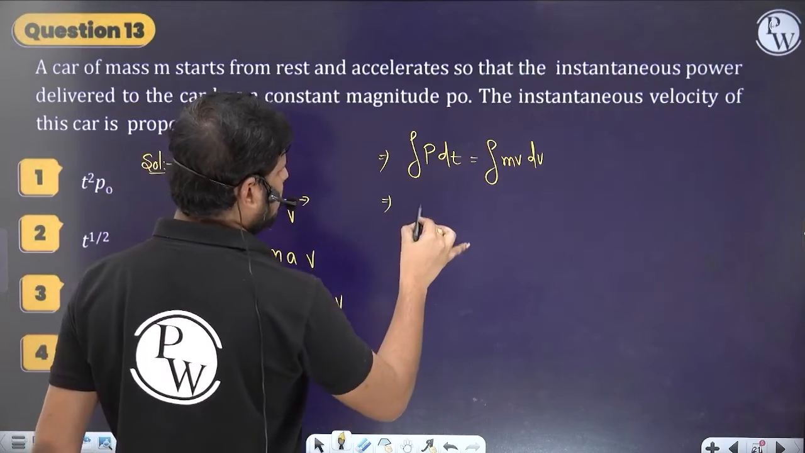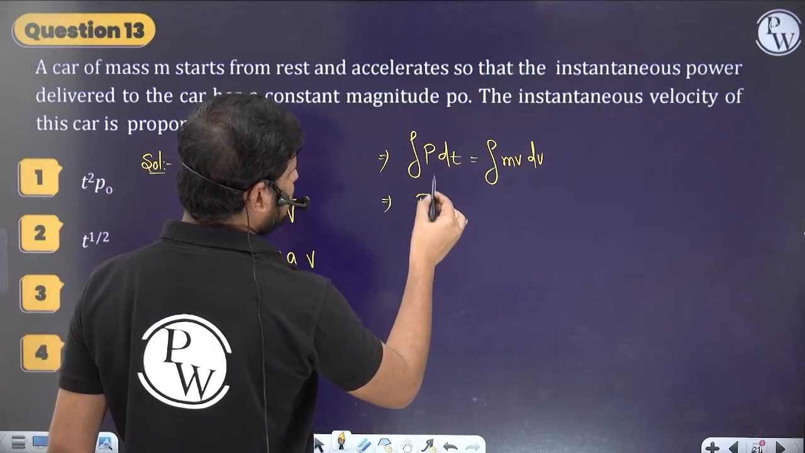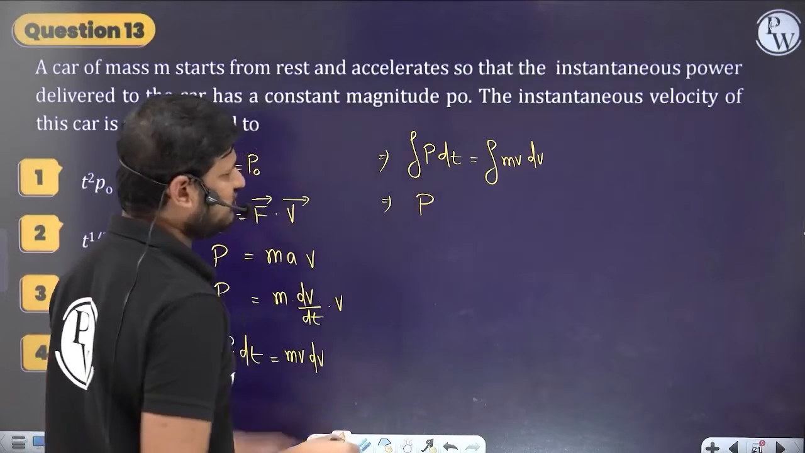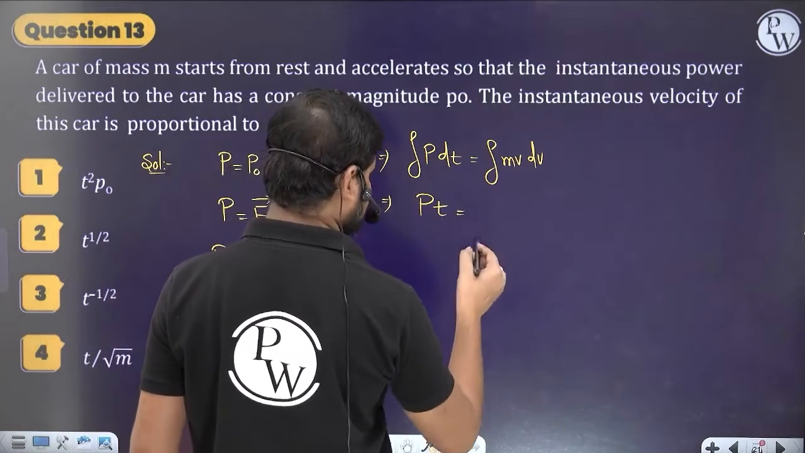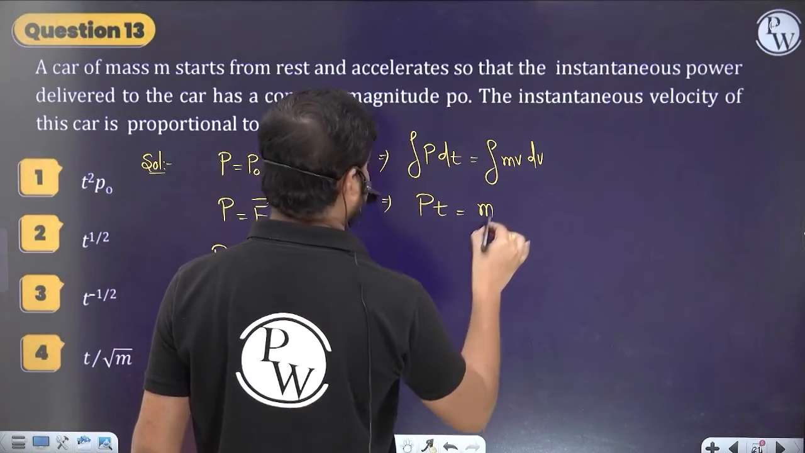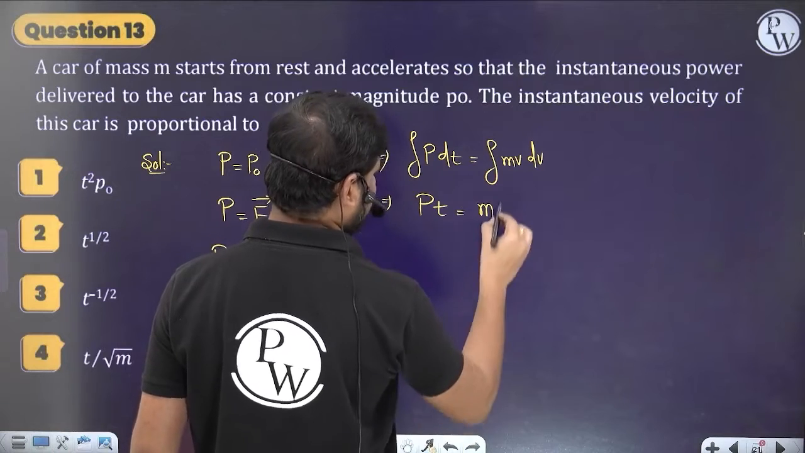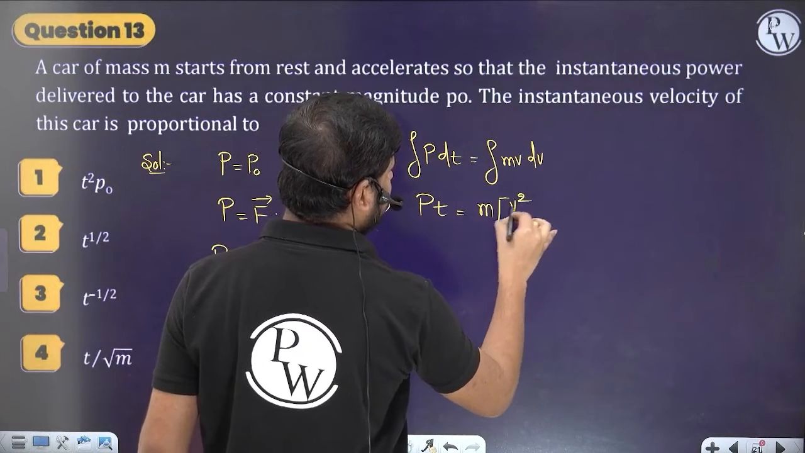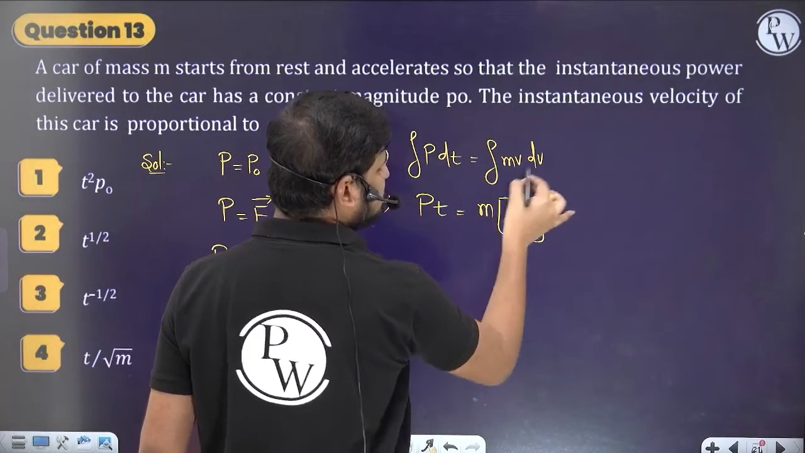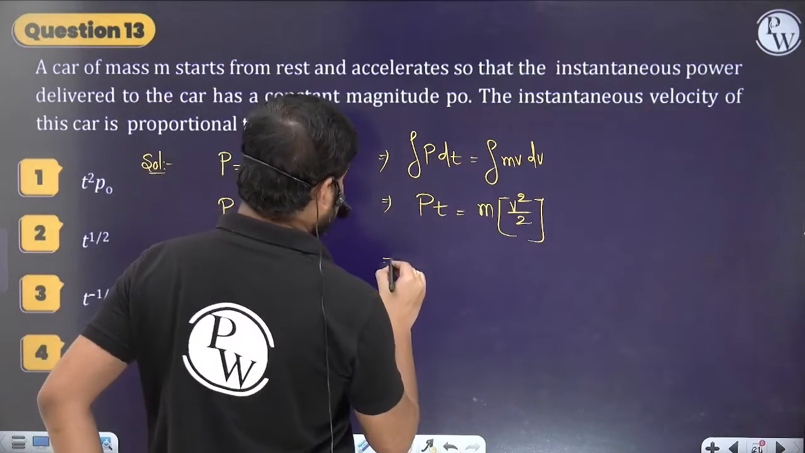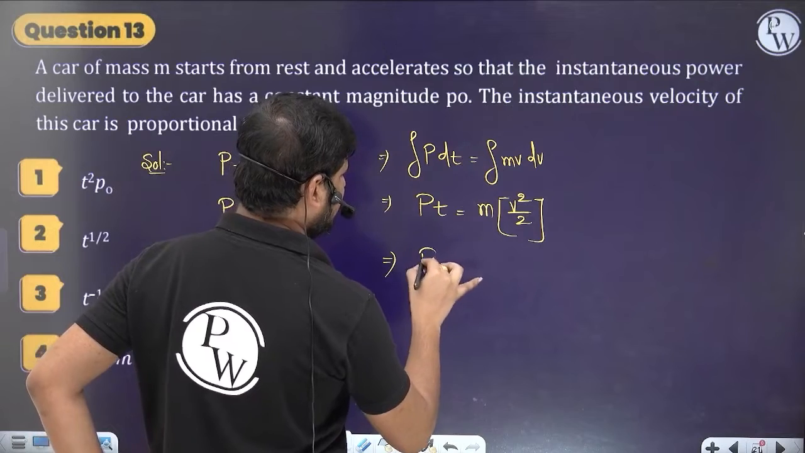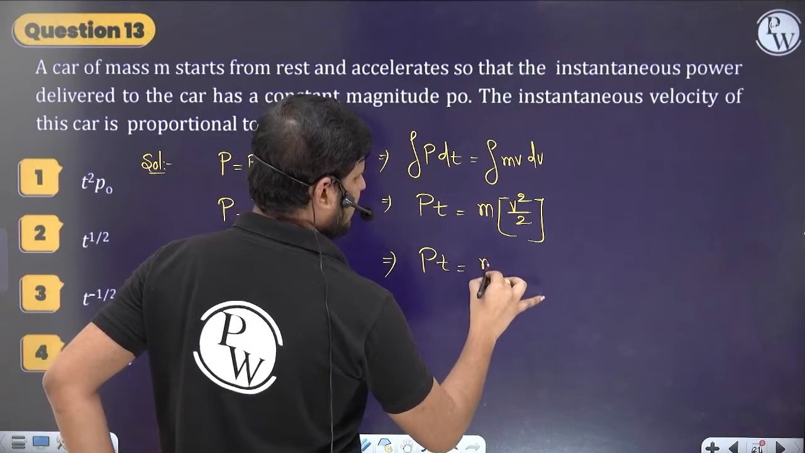So let it be P dt, which is nothing but P into... what is the integration of dt? It will be t, right? Then m is a constant, so the integration of v dv will be v square by 2. So now I can write, Pt is equal to mv square by 2.